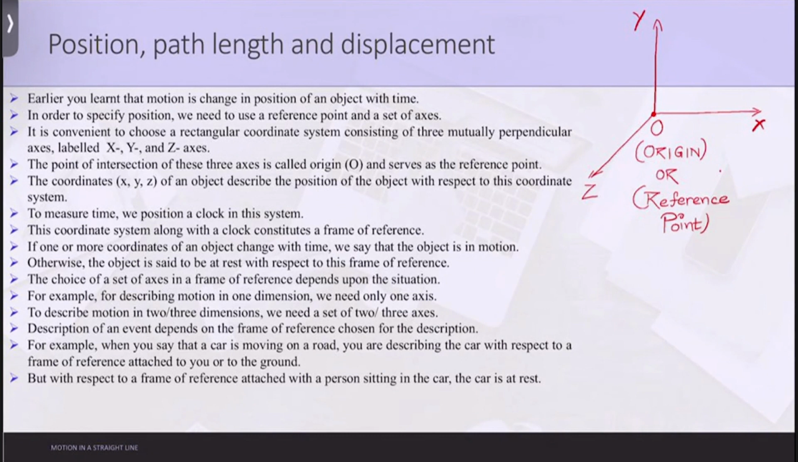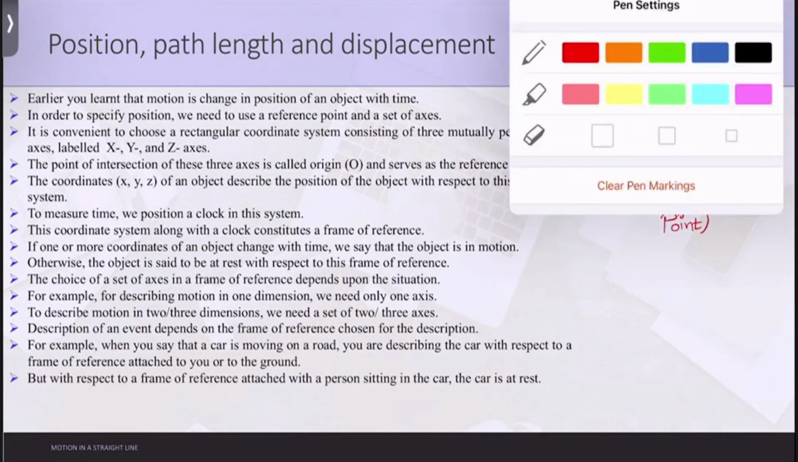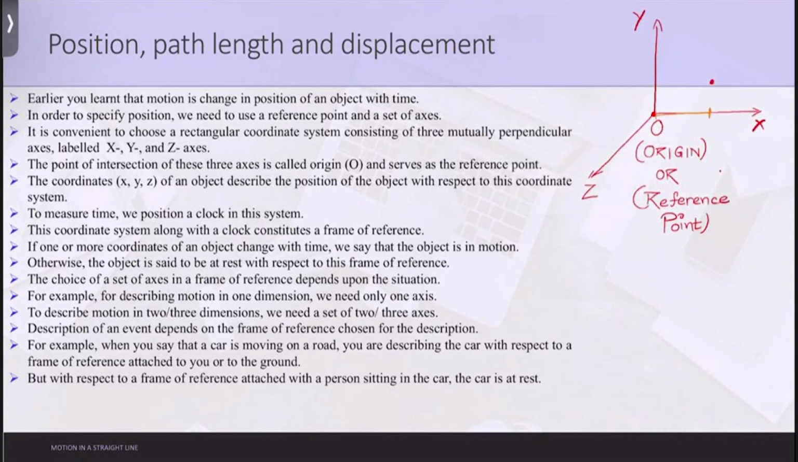The next thing states that the coordinates x, y, z of an object describe the position of the object with respect to this coordinate system. Let us say there's an object lying here. How can we find out the position? It is some x distance from here, then some y distance from here, and some z distance from here. If we try to plot the values, the object may lie somewhere here. That is the position of the object. Similarly, to measure time, we position a clock in the system. If you position a clock in the system, it can be used for measurement of time.